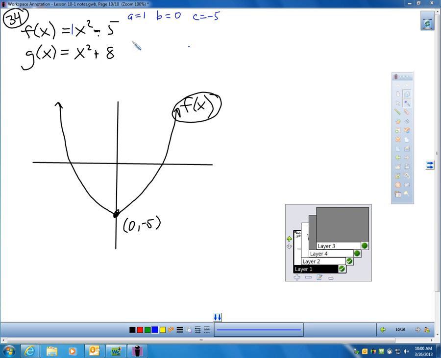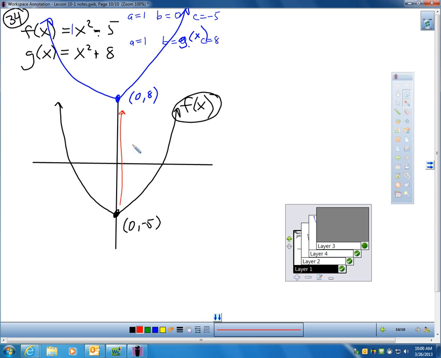Now g of x has an A value of 1, a B value of 0, and a C value of 8. So the only difference between the two graphs is this first graph is 5 units down for the vertex, where this graph is 8 units up. So the question is, how do I get the graph, the g of x, from here? What do I do to translate? Well, do you notice that to make this graph, f of x, into g of x, what I need to do, and I'll do this in red just because it will show up nice, I need to take this graph and just translate it 13 units up.